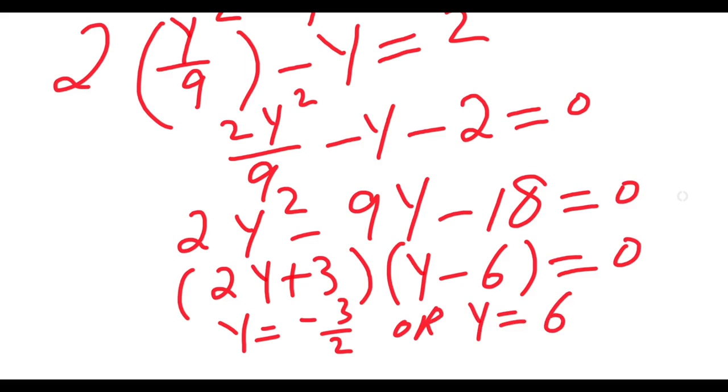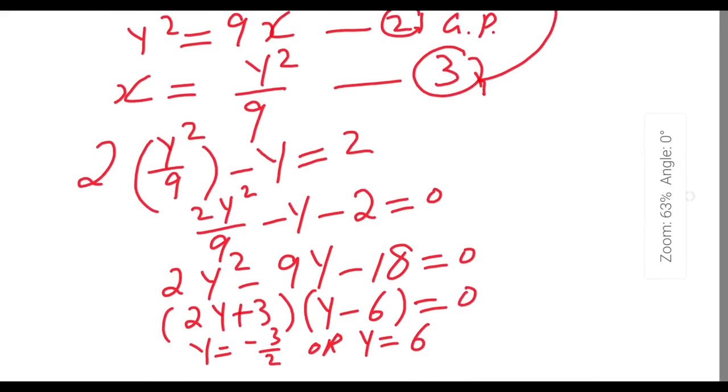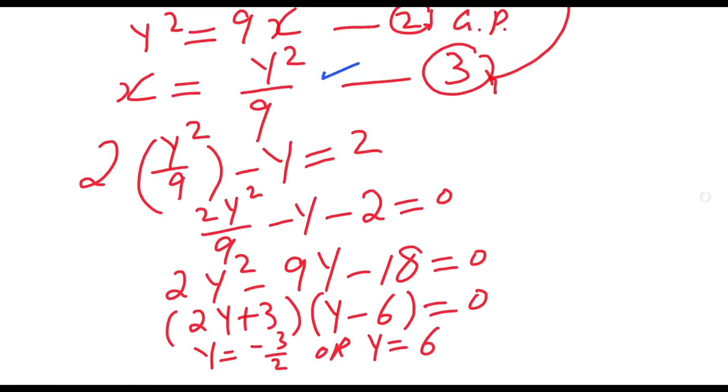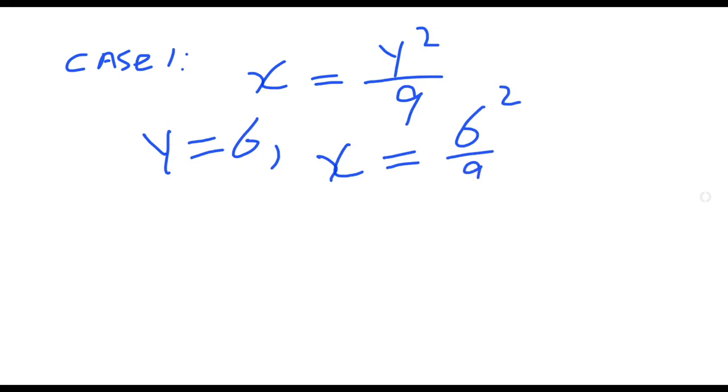Now we need to determine the corresponding values for x. So now I'm going to substitute into number 3. Now substitute the y value into number 3 to get the x value. So case number 1. Must remember we got x is equal to y squared over 9. So if I put y is equal to 6 into here, you get x is equal to 6 squared over 9. The answer will be 4.